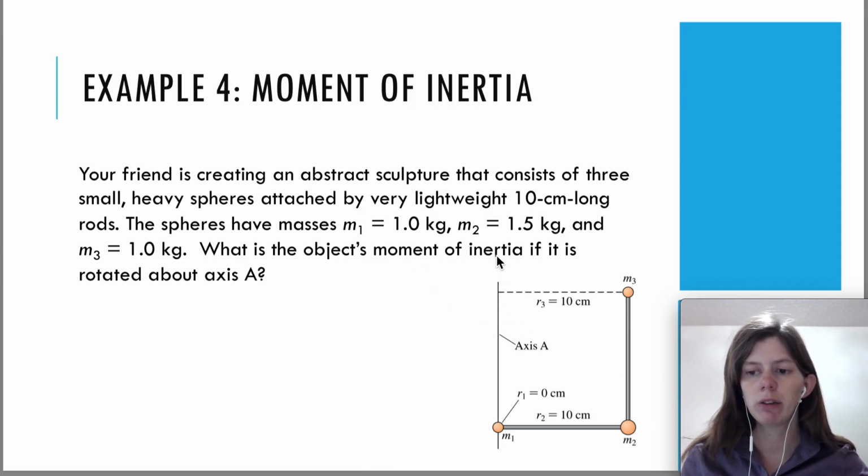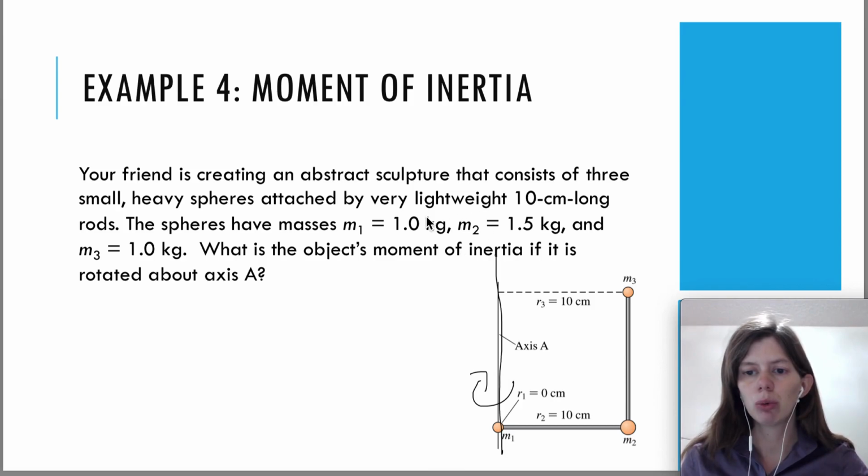So axis A is shown right here, and so that means that the object is rotating about this axis, so it could be rotating this way or this way. It doesn't matter, but that's what you want to visualize. So if it were rotating this way, that means this whole thing is coming out of the paper to the left and then into the paper that way.